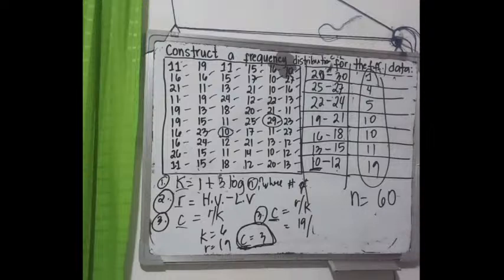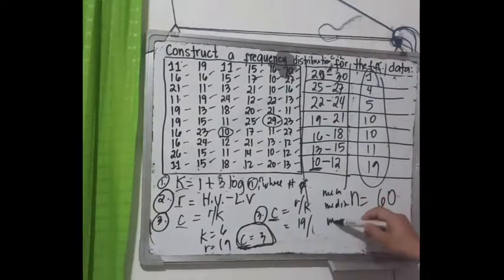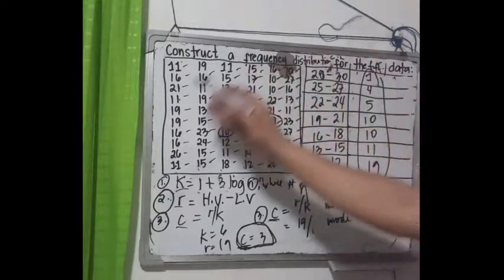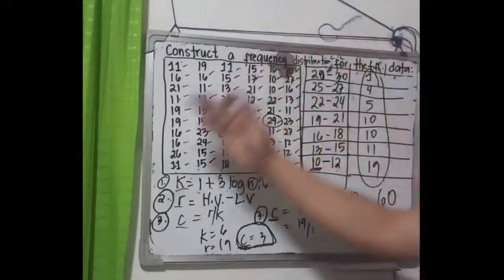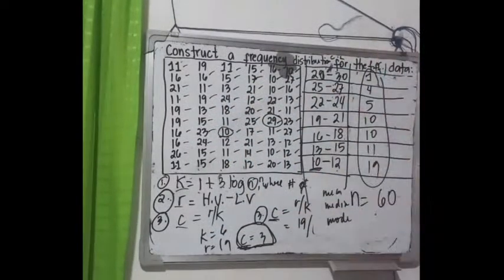Next, we will find the value of mean, median, and mode based on this frequency distribution table. Okay, that's the next video.